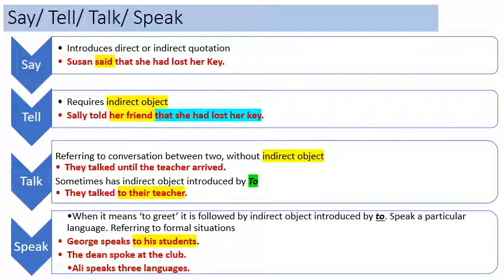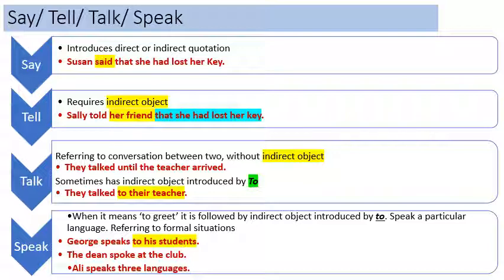With tell, you need to have an indirect object. Why? Because you need to say to whom you said the word or the sentence. Sally told her friend that she had lost her key. Sally is the subject, told is the verb, and it's obligatory to use the indirect object before, because you need to mention to whom you told the sentence. That she had lost her key is the direct object.